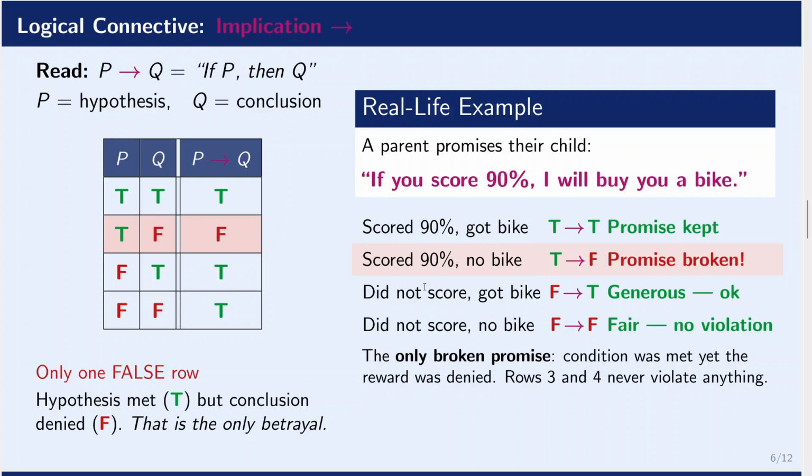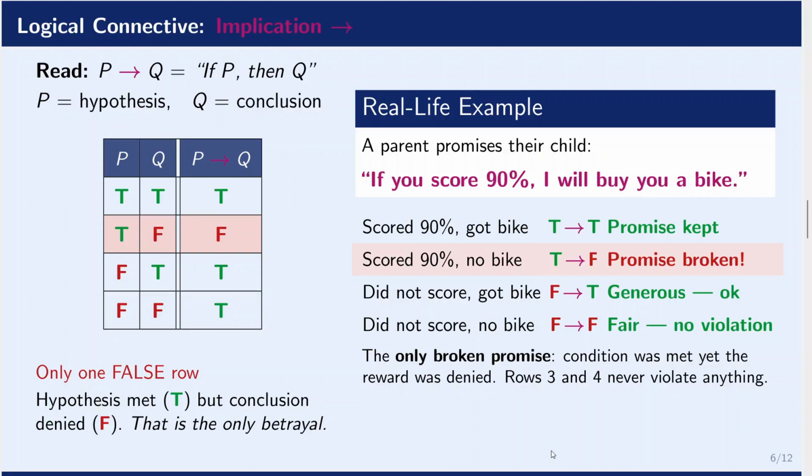In the third scenario, the child did not score 90%, but they got the bike anyway. This is false implies true. The parent is just being generous. It's okay. The promise wasn't broken, so the statement evaluates as true. In the fourth scenario, the child did not score 90% and they got no bike. This is false implies false. This is fair, and there is no violation of the original rule. The statement evaluates as true.